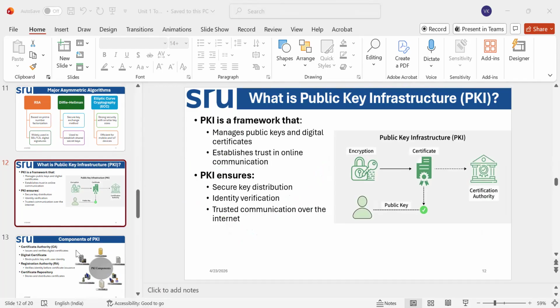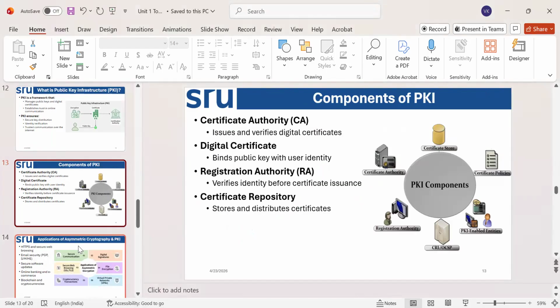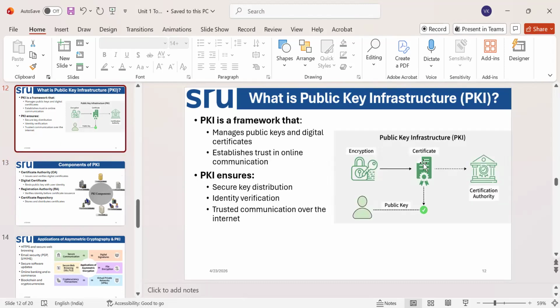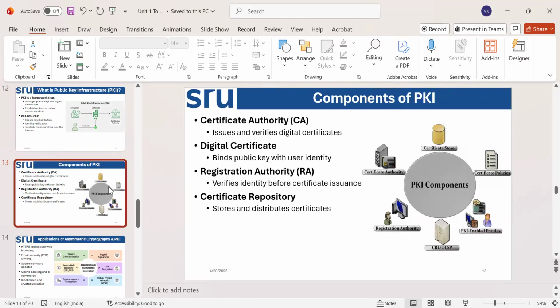Let's see the next: components of PKI, public key infrastructure. If we talk about public key infrastructure, mainly there are encryption, certificate, public key, and certificate authority, right? Public key infrastructure is a comprehensive security framework.